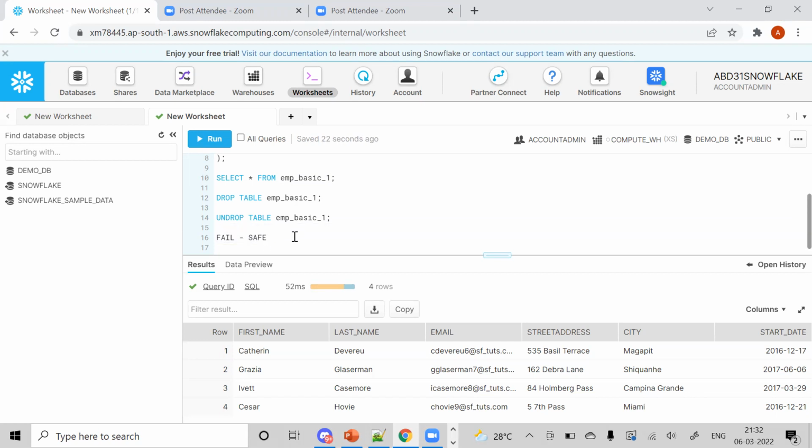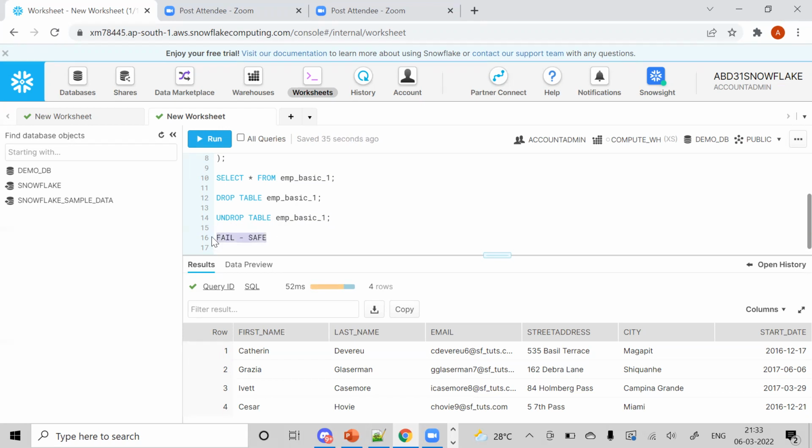But okay, the idea to tell you is that it is not that you will never be able to recover this table at all. It is not like that. So you don't need to panic. Okay. So we will see how they recover it. We will see that later.